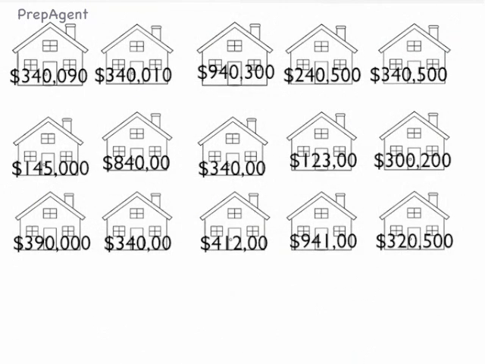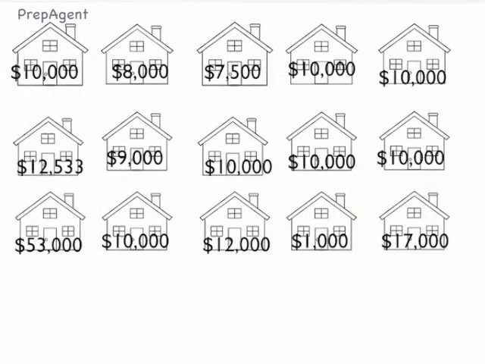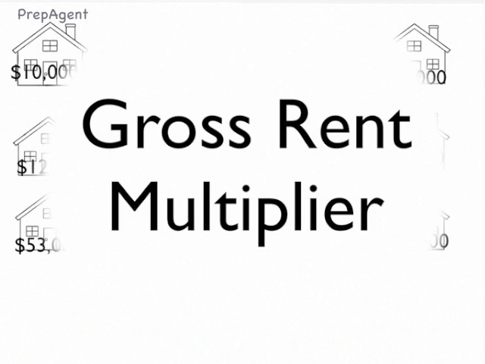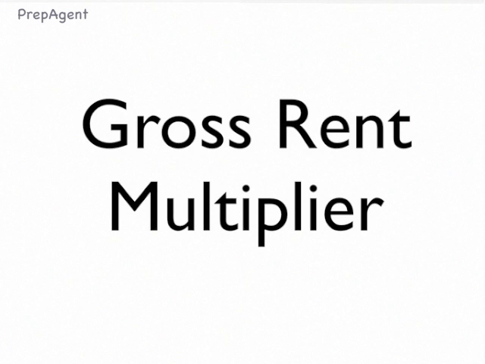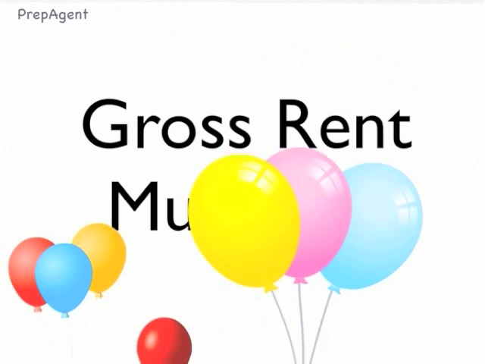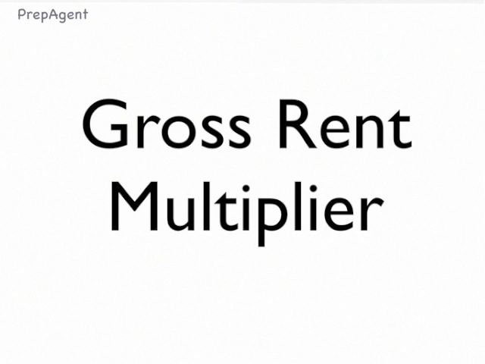So you look at the numbers. You look at the price of the properties, and then you look at the rent amounts for each property. But for some reason, you still feel a little overwhelmed. This is where the gross rent multiplier comes in. Yes, now you could cheer. Let's hear it for the gross rent multiplier.